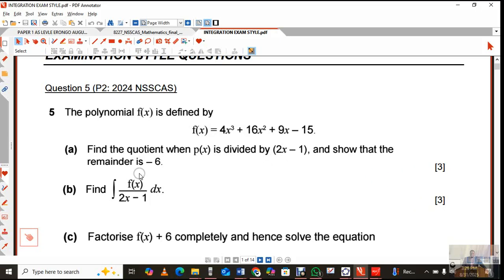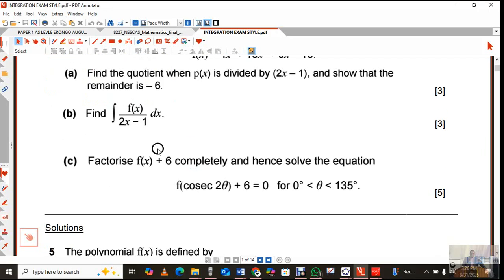Then here you have to find the integral of p of x upon 2x minus 1, as you can see, the 2x minus 1 being the divisor here, with respect to dx. I'm also going to explain a few questions on how to integrate these types of expressions before I then finish that one. And then there's a C part that is attached to it.